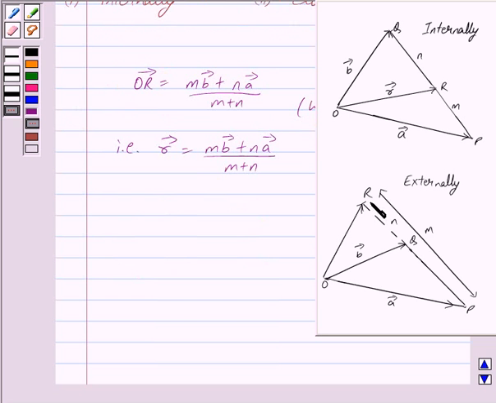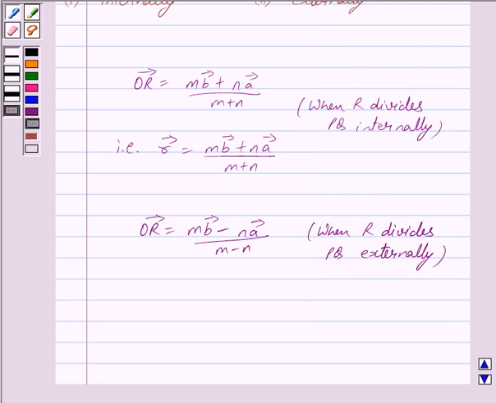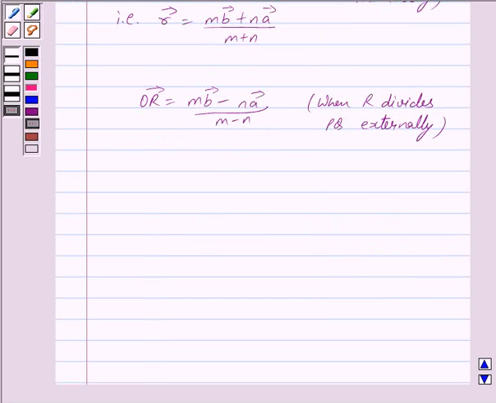Now, if R divides P and Q externally in the ratio m:n, then the position vector of the point R which divides line segment PQ externally in the ratio m:n is given by vector OR equals (m into vector B minus n into vector A) upon (m minus n). This is called the section formula, and this is the key idea which we will use to solve this question. Let us now begin with the solution.